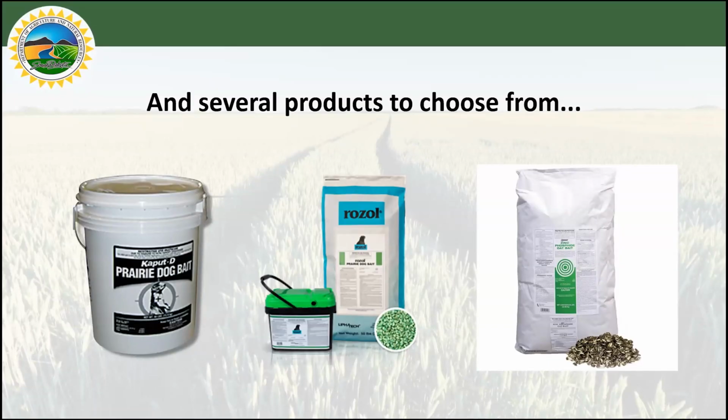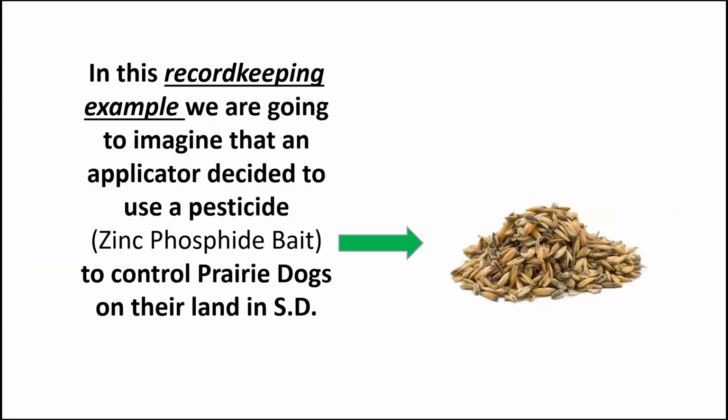And there are, of course, a lot of different products that can be used, Kaput or Rozol, although those two are not allowed for use in what EPA terms Indian country, so tribal land. Kaput and Rozol cannot be used there, but the other product is zinc phosphide oats. That can be used across South Dakota as an option. In this example, we're going to look at using zinc phosphide oats bait to control prairie dogs, and that is the product we're using.